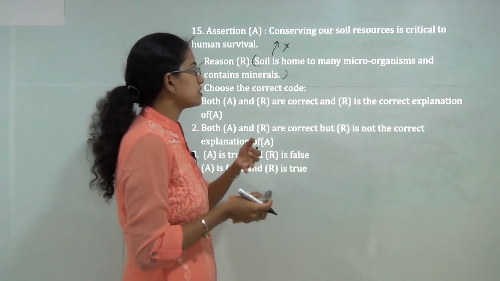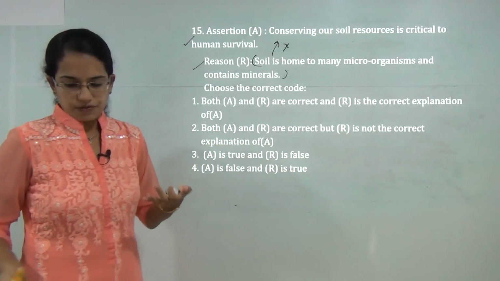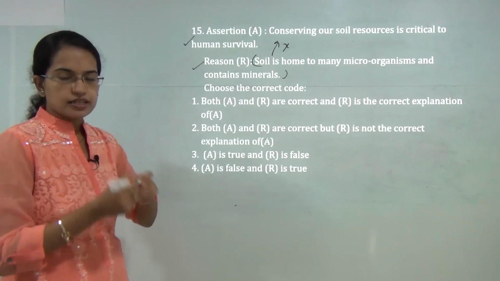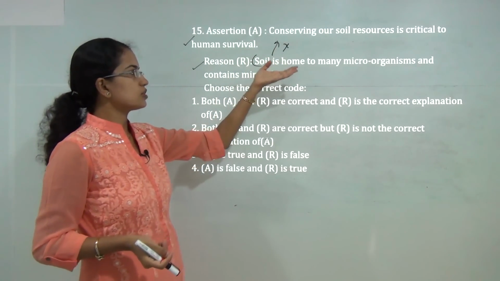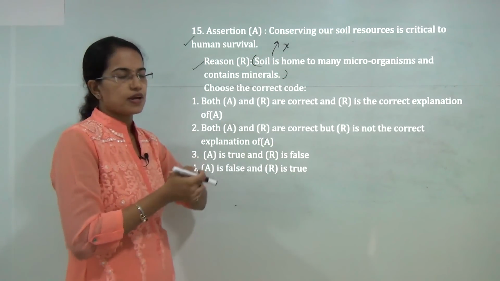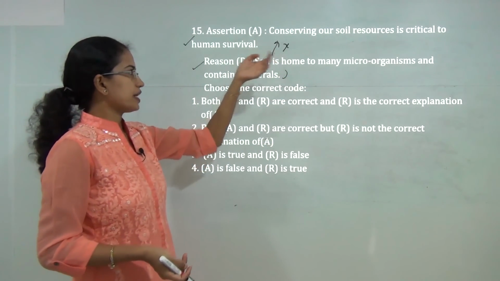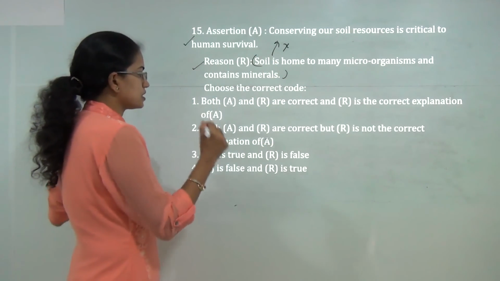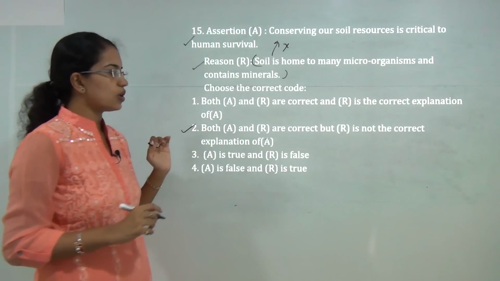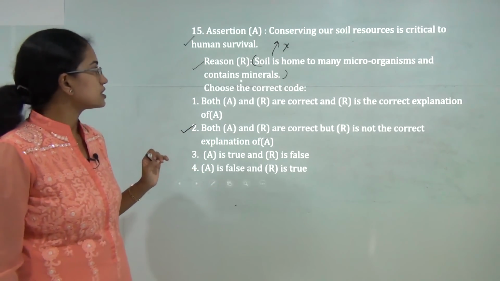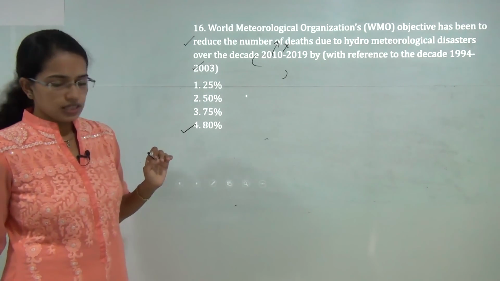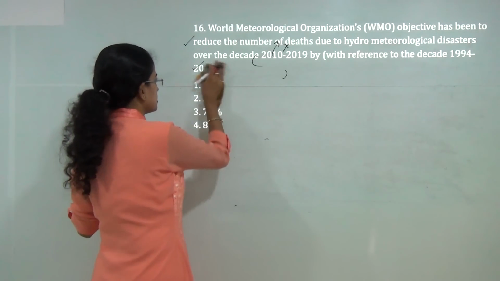However, we can say there are numerous reasons because of which we are conserving water. We are trying to maintain the water quality based on the soil, and there are numerous other factors which can affect it. So the answer would be both assertion and reason are correct, but reason is not a correct explanation for assertion. Next question. This is again based on one of the recent events.